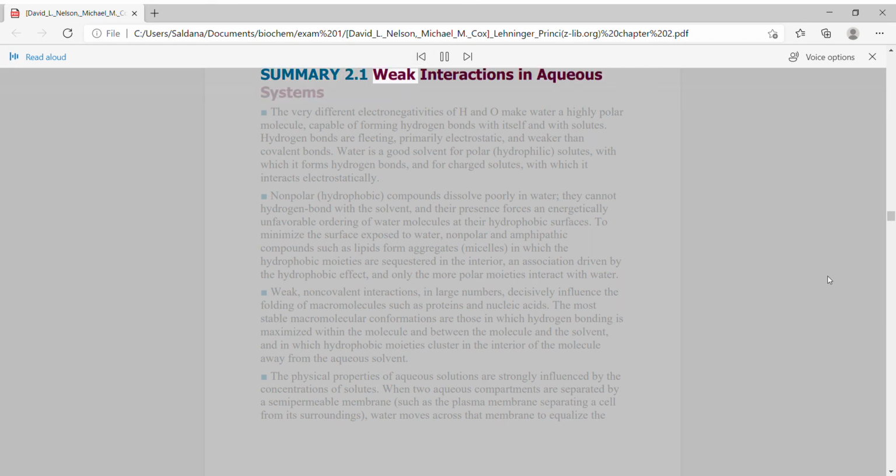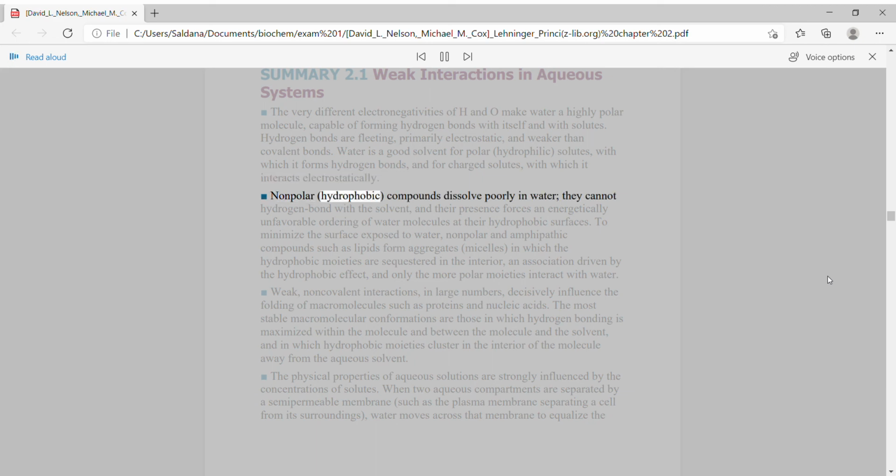Summary 2.1: Weak interactions in aqueous systems. The very different electronegativities of H and O make water a highly polar molecule, capable of forming hydrogen bonds with itself and with solutes. Hydrogen bonds are fleeting, primarily electrostatic, and weaker than covalent bonds. Water is a good solvent for polar, hydrophilic solutes, with which it forms hydrogen bonds, and for charged solutes, with which it interacts electrostatically.